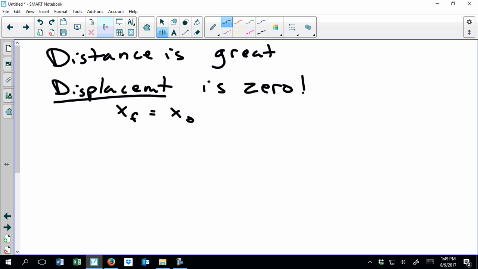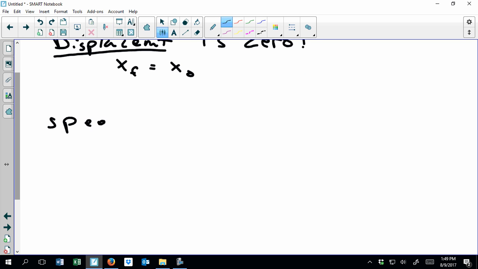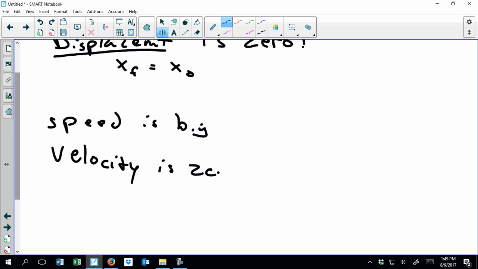Think of displacement as where did I get to? How far did I get? So because of that, the speed is big. But if my displacement is 0, that means my velocity is also 0.